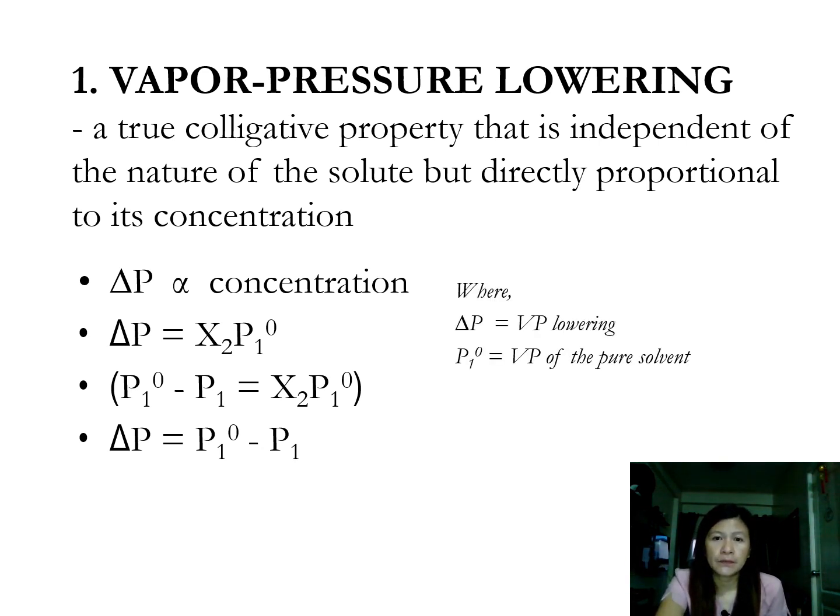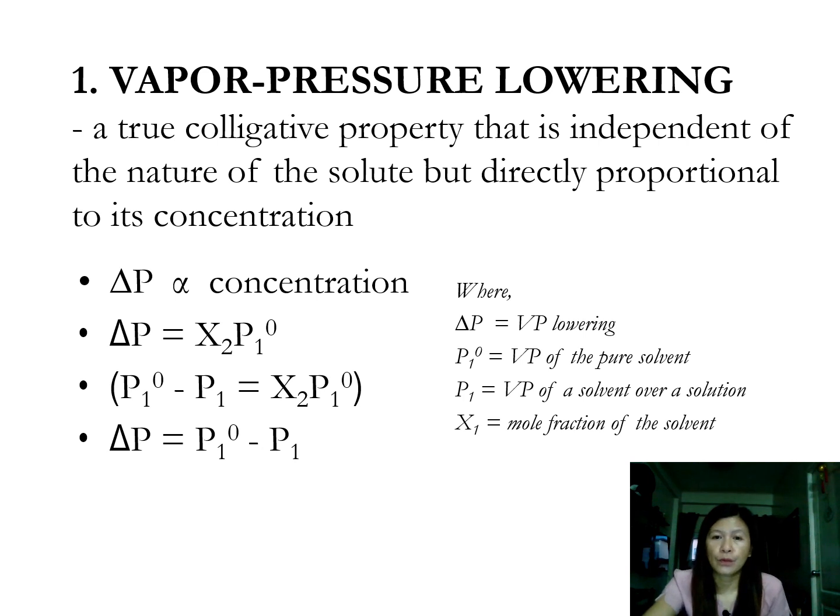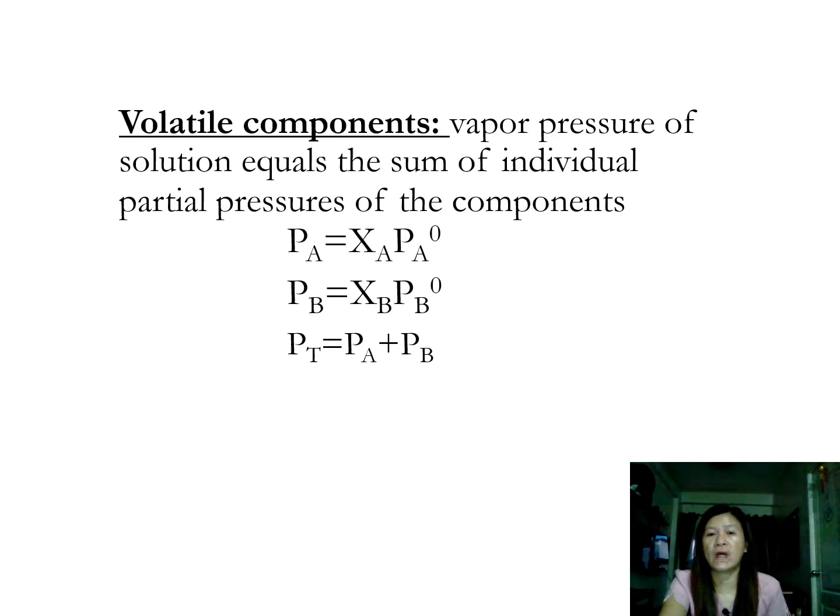Again, delta P indicates a vapor pressure lowering. So that's how we denote vapor pressure lowering as a colligative property, delta P. P sub 1 superscript O means the vapor pressure of the pure solvent. P sub 1 is the vapor pressure of the solvent over the solution. X sub 1 is the mole fraction of the solvent. X sub 2 is the mole fraction of the solute.